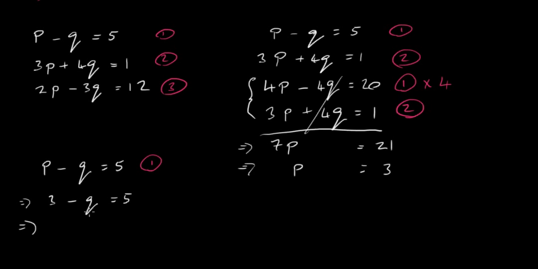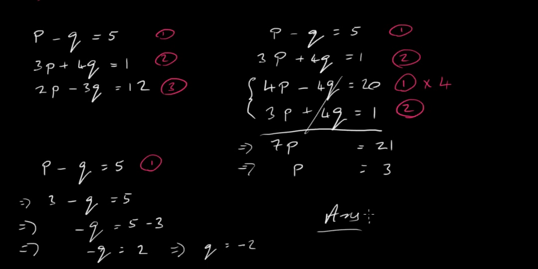Okay, so now I just want to work out what q is, so I subtract 3 from this side, and that will leave me with minus q. Subtract 3 from the right hand side, and I end up with minus q is equal to 2. So just multiply across by minus 1, and I get plus q, and 2 times minus 1 will give me minus 2. So I end up with my answer here: p is equal to 3 and q is equal to minus 2.